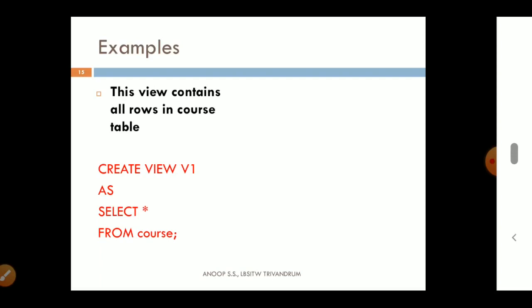It's an example of creating a view, the whole table from the database as a view. Here it uses a select query, select star from course. That means the entire course table is available as view v1.